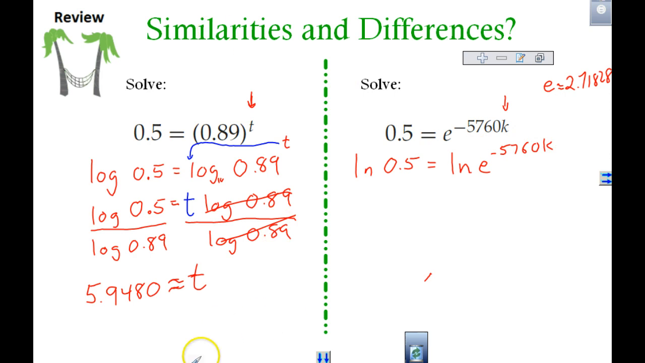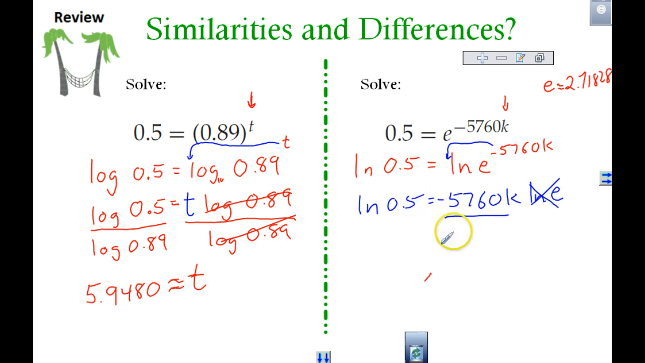And we still have that exponent now becoming a coefficient, so a negative 507060k. And the natural log of e, since this is base e, is saying e to what power equals e. That's e to the 1, so the answer here is simply 1, and it cancels out. And that's going to be equal to the natural log of 0.5, and again we can divide both sides and solve.